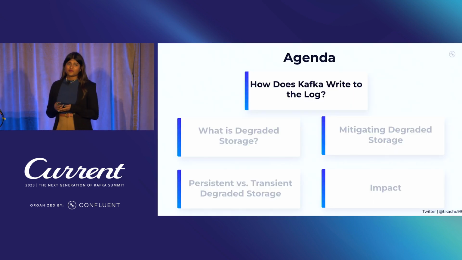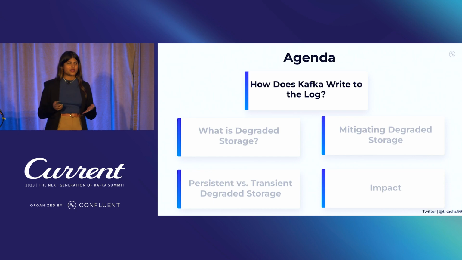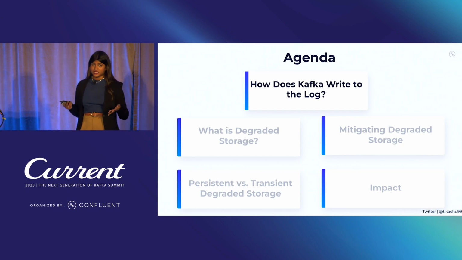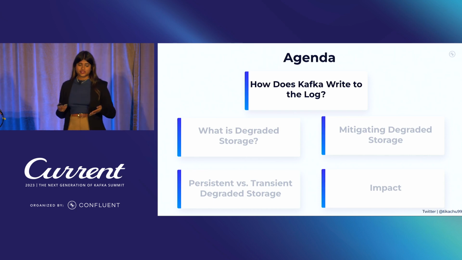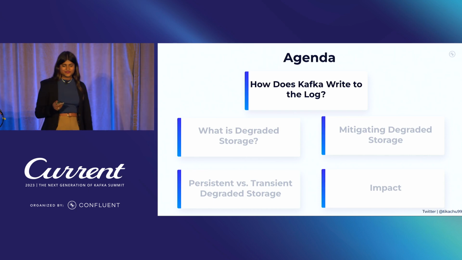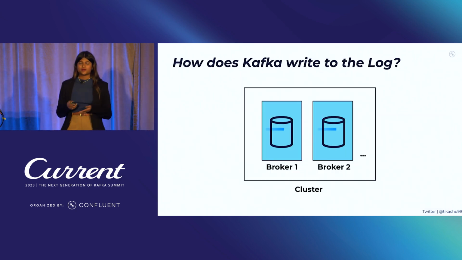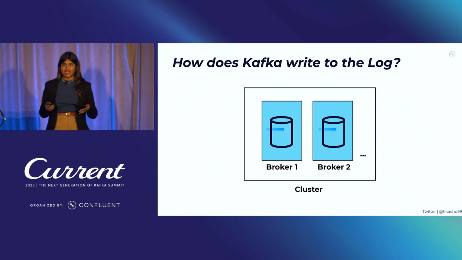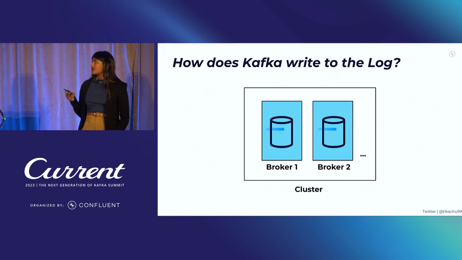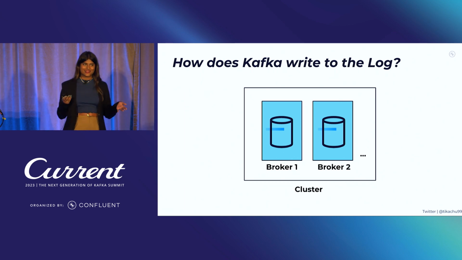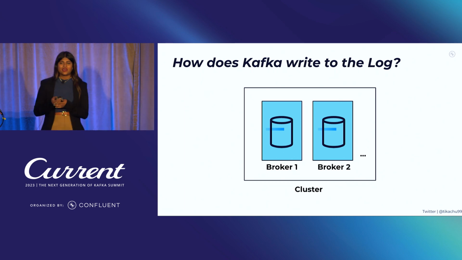So I thought I'd start off by giving you a brief introduction of how Kafka actually writes to the log and how that data is saved on the disks of the broker. Suppose we start off with a cluster that has, say, n brokers. As you can see in the diagram, there are disks allocated to each of these brokers.